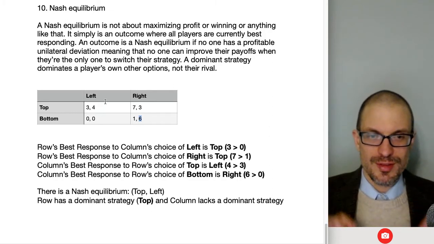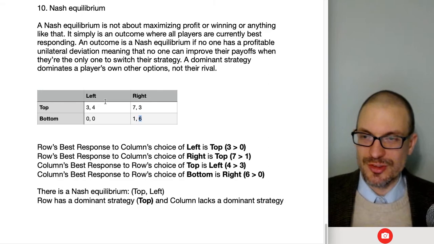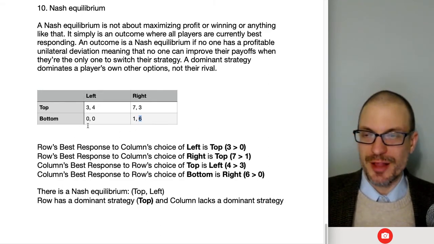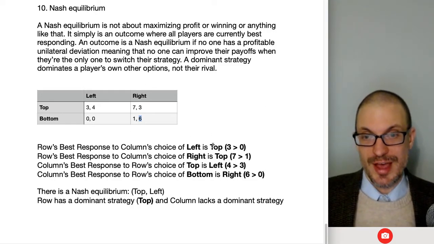Whichever ordered pair we pick out, think about the old game Battleship, where you kind of call out coordinates. That's essentially what we're doing here. All right, so let's look for best responses. Row's best response to column's choice of left, right? If column selects left, what's row's best response? Well, top yields 3, bottom yields 0, so it's top.